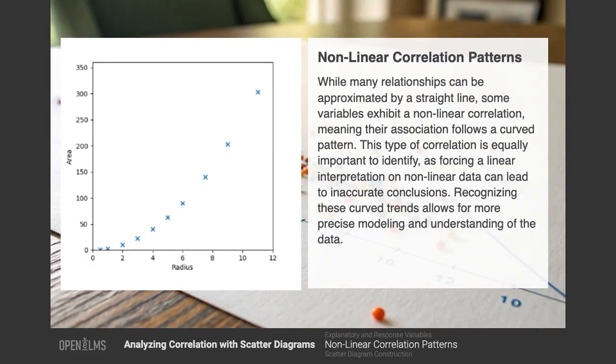Nonlinear correlation patterns. While many relationships can be approximated by a straight line, some variables exhibit a nonlinear correlation, meaning their association follows a curved pattern. This type of correlation is equally important to identify, as forcing a linear interpretation on non-linear data can lead to inaccurate conclusions. Recognizing these curved trends allows for more precise modeling and understanding of the data.